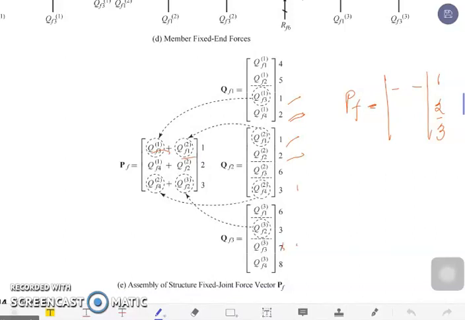So you have to add the value for code number 3 for member 2 and member 3. Then you simplify that one. Once you simplify, you have now the value. For example, the value as you simplify would be 4, 3, and -1. So this is now the value for your structure fixed force vector, or P sub F, for that particular structure, or we are referring to the beam.